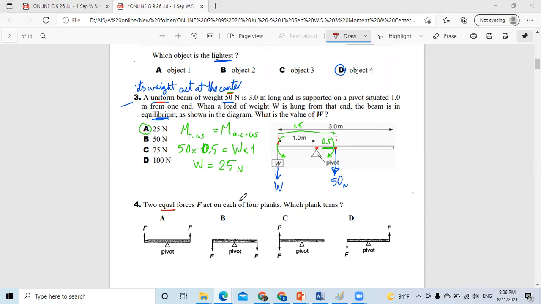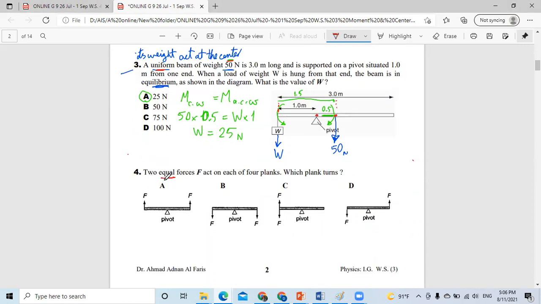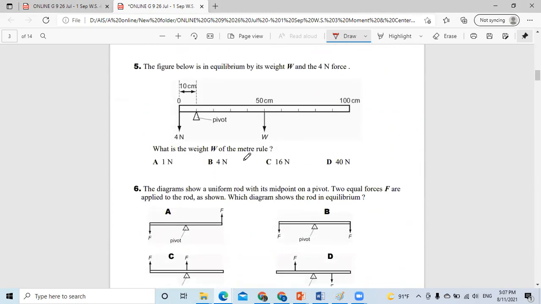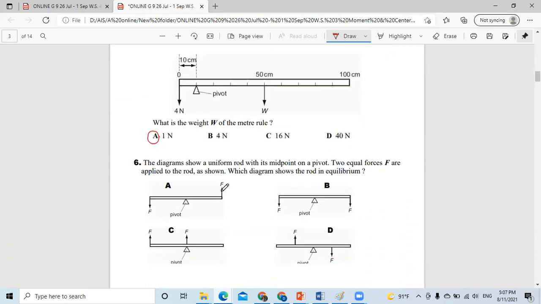Okay, welcome. Next. 2 equal forces act on each end of the plank. Which plank turns? As you can see, these are clockwise and anti-clockwise moments, they are equal. The same here. The same here. They cancel out each other as forces. So the one which turns is D. Now, we did this one before. Okay, the answer is A.